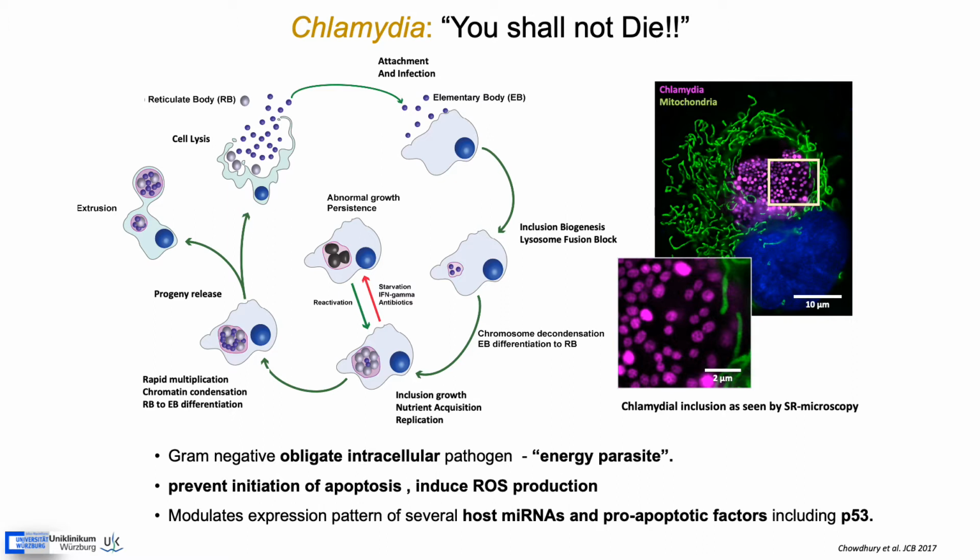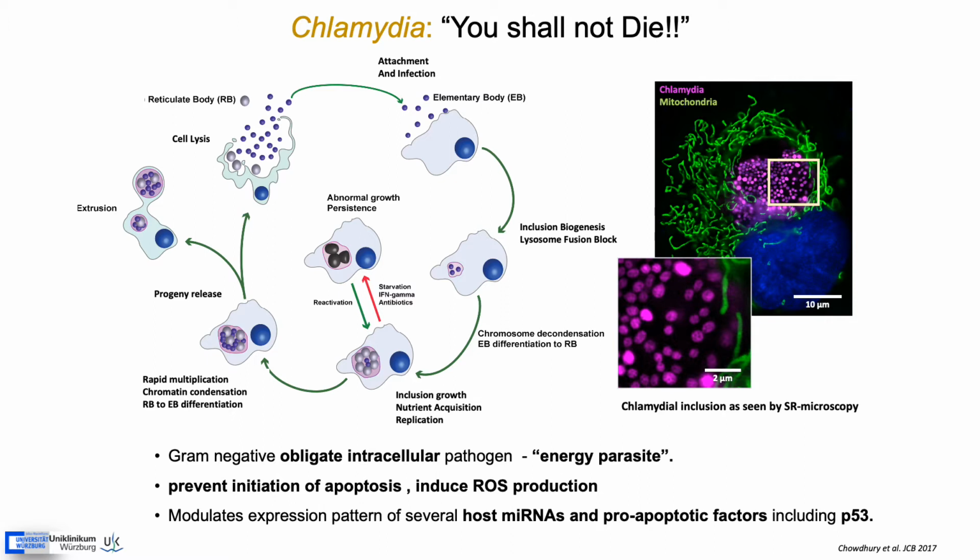Chlamydia has a biphasic life cycle in the form of elementary bodies or EBs and reticulate bodies or RBs. Here in this structured illumination microscopy image, you can see the chlamydia EBs and RBs inside a human cell in culture. Chlamydia is a gram-negative obligate intracellular pathogen and it is a very strong energy parasite. It requires high amounts of ATP from the host cell to survive.